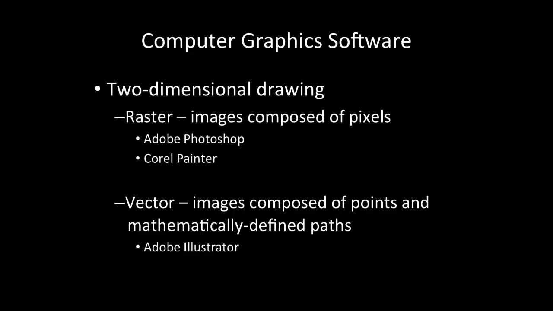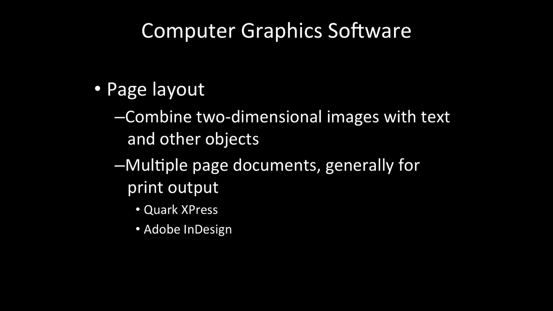So far we've talked about just two different kinds of two-dimensional drawing programs. These raster image programs such as Photoshop that construct images out of pixels, and vector software such as Adobe Illustrator that constructs images out of points and mathematically defined paths. In this course we'll also be talking about page layout software. This is a type of software that's designed specifically to combine images that were created in other programs and combine those images with text and other sorts of objects, such as geometric shapes.